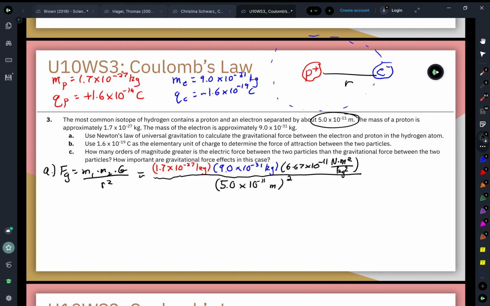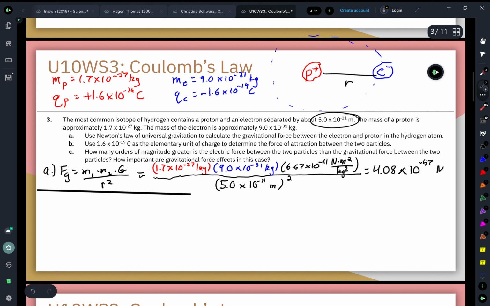When we plug this into our calculator, we can determine that the force of gravity that is acting between the proton and the electron for this problem is 4.08 times 10 to the negative 47th power newtons. So it's a very, very, very small force of gravity.